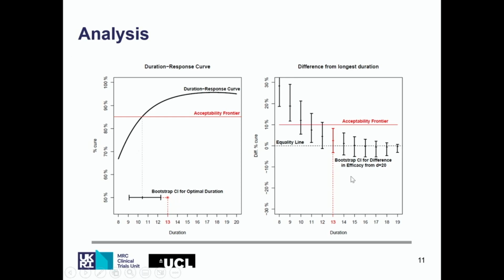And then a slightly different, but actually quite similar approach is to just plot the estimated duration response curve, look for the point where it crosses the acceptability frontier or our non-inferiority margin, and then estimate directly the confidence interval around these durations. So in this case, the estimated point where the duration response curve crosses the acceptability frontier would be somewhere in the region of 10 days, with a confidence interval going from 9 days to about 12.5 days.